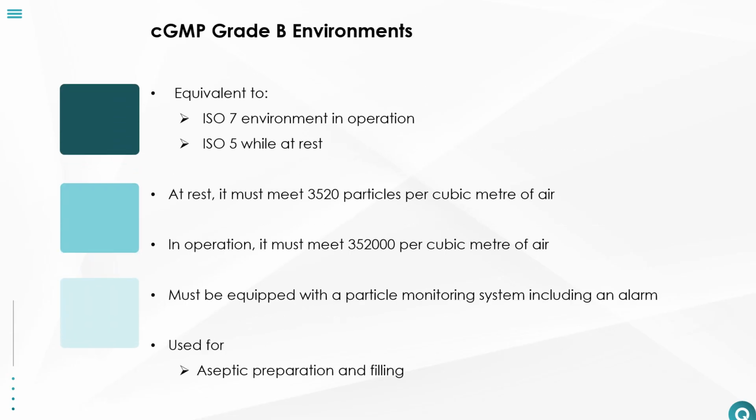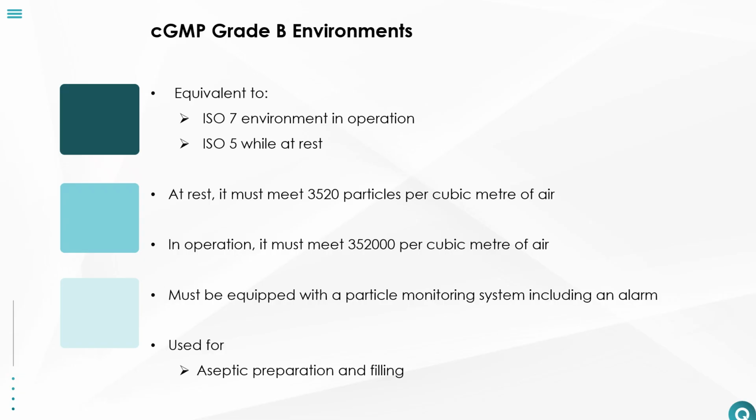Grade B environments adhere to ISO 7 standards during operation and ISO 5 standards at rest. These environments are meticulously controlled to limit particulate contamination, crucial for maintaining stringent cleanliness in pharmaceutical operations. During rest periods, the air must contain no more than 3,520 particles per cubic meter, rising to a maximum of 352,000 particles per cubic meter during operation.